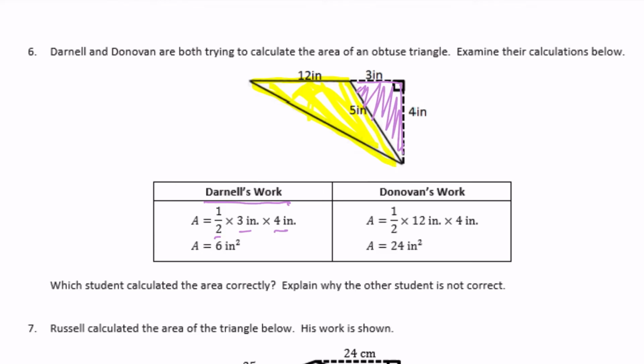Donovan, he did 1/2 times 12. So yep, I see the 12 times 4. So where he got the 4 is he extended the base and found the altitude. So Donovan is correct. Darnell used the altitude, but he was using the wrong dimensions. So let's say Donovan is correct.